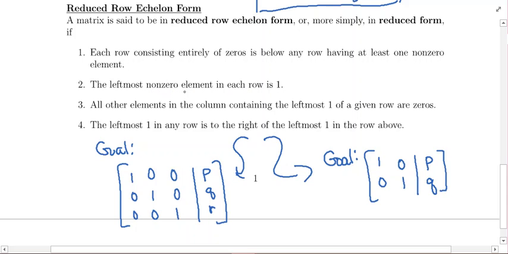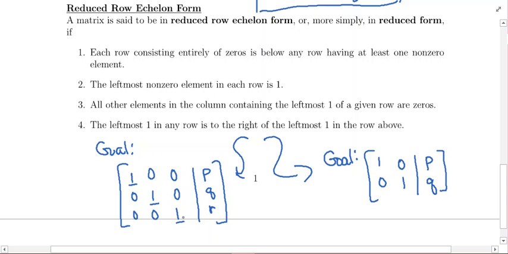The leftmost non-zero element in each row is a 1, okay? So basically that's saying if you look at each row in your goal, the first non-zero number has to be a 1. So if you look at the first row, the first non-zero number is a 1. If you look at the second row, the first non-zero number is a 1. Third row, first non-zero number is a 1, okay?